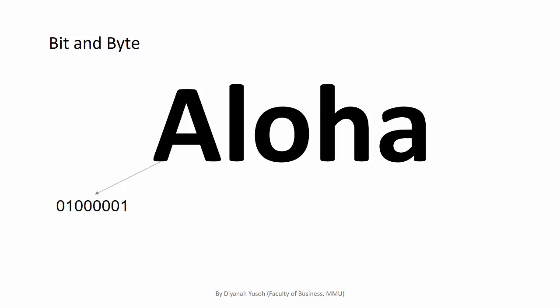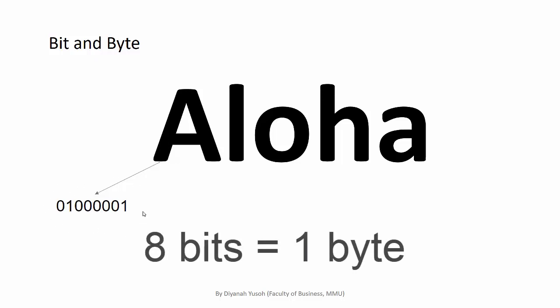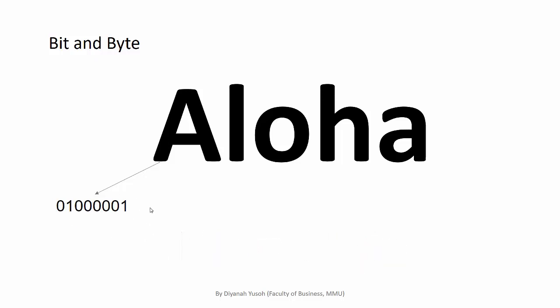So capital A has 8 bits, where you see here 1, 2, 3, 4, 5, 6, 7 and 8. So we have 8 digits or 8 bits to represent just the capital letter A. These 8 digits, or 8 bits, are considered 1 byte. I repeat, the combination of these 8 bits is 1 byte. So the whole thing here we call 1 byte.